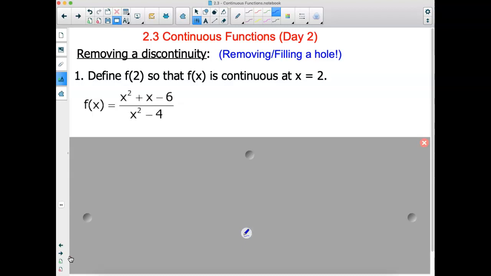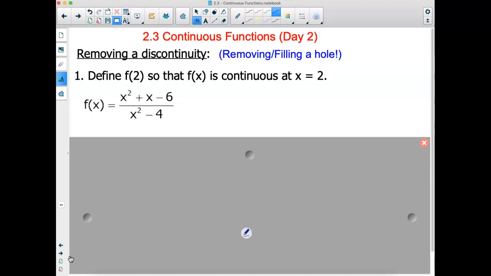Today we're looking at a removable discontinuity, okay? Removing a discontinuity. How the heck do we remove a discontinuity? And removable discontinuities, basically what it is, it's a hole, okay? And we're either gonna remove the hole or we're gonna fill the hole, however you wanna think about it, okay? So this question says define f of 2 so that f of x is continuous at x equals 2.